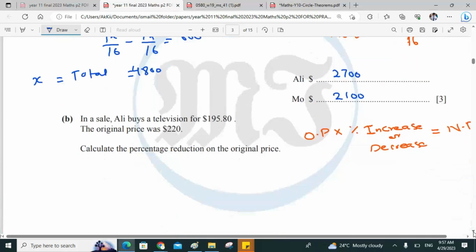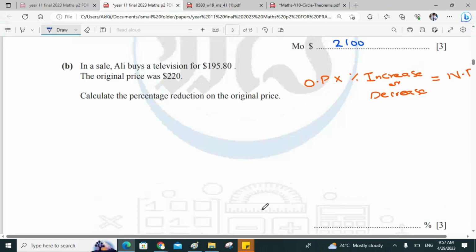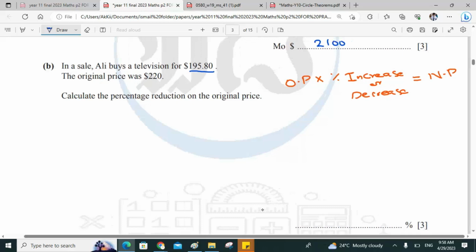Look at this. What is seen in this? In a sale, Ali buys a television for 1950, okay? The original price is 220. Calculate the percentage reduction on the total original price. So now how will you solve it? For this, I have written this formula previously on this sheet so that you can understand.